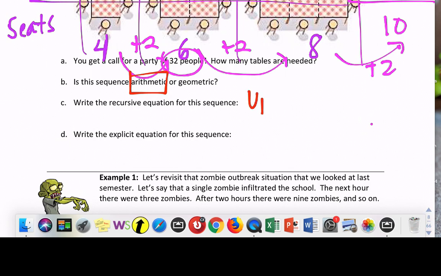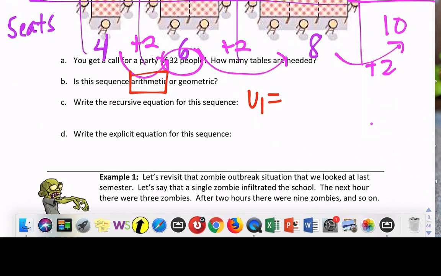Okay, so we can say u sub 1, the starting value at one table, it can seat 4 people. To find the number of seats for any table, take the table before it, u sub n minus 1, and add 2. So there's the recursive rule. You need a starting value, and you need the rule. There's a common difference. We're adding 2 every time. Let's write the explicit equation for this sequence.